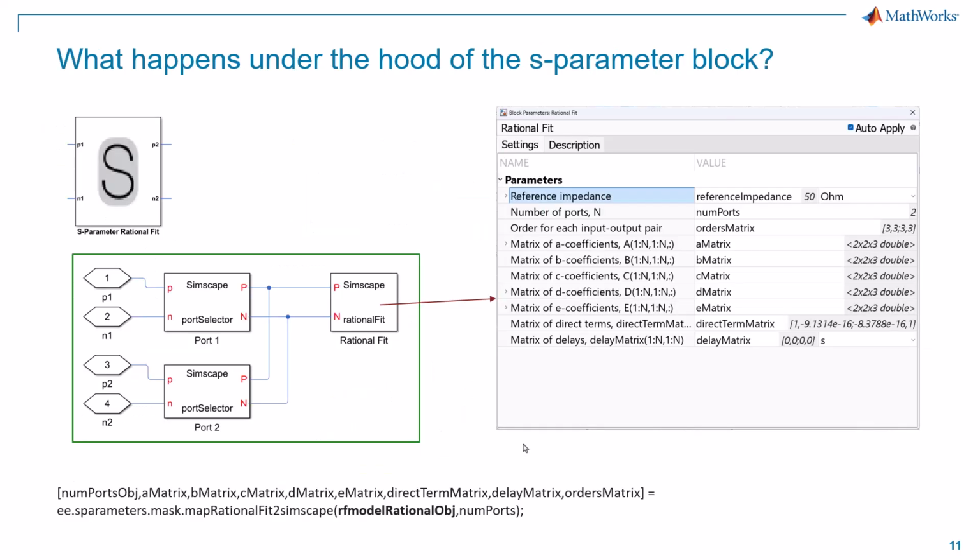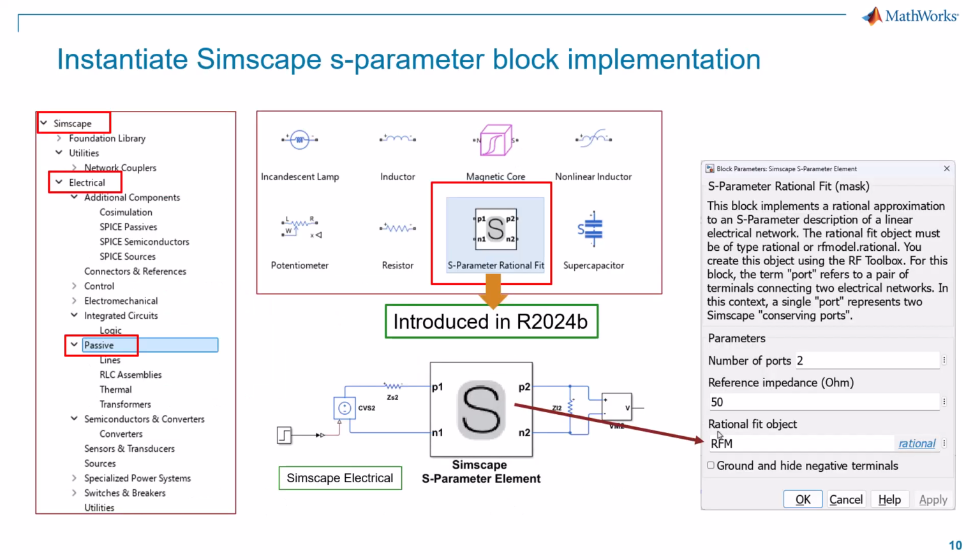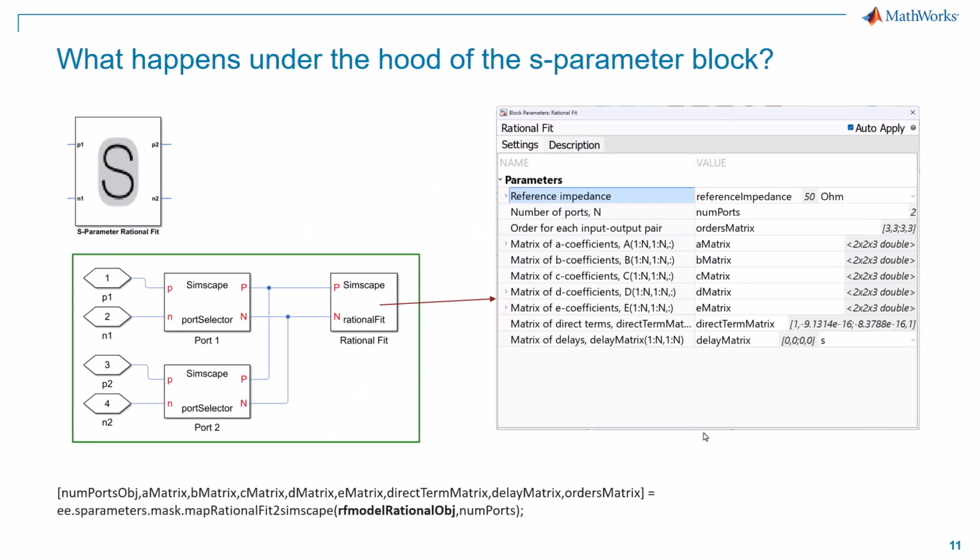So what happens under the hood of the S-parameter block? You've already supplied the fit object to it. What it's going to do is convert that to a series of blocks and port connections to implement in the time domain. If you were to look under the mask of that block, you would see these 3 blocks interconnected: 2 port handling blocks, a port selector, and then the rational fit block. If you were to look under the rational fit block mask, you would see a bunch of matrices specified. This was all done for the user, so at the very top level of the model, all you had to do was specify the rational fit object name, RFM. Underneath, it would do a lot of math and compute all these matrices for you.